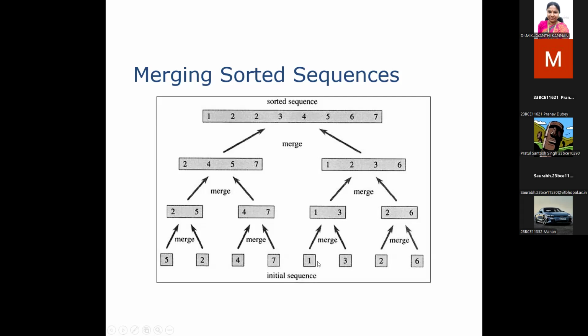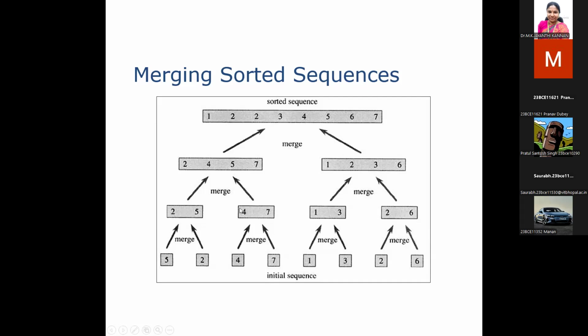Again, if you take the next two numbers, 1 and 3, 1 is small and 3 is greater. No need to swap. Now this small list is in sorted form. Here also it is in sorted form. Now what will we do? We will take the sorted lists, the second iteration. Now we'll compare these elements.